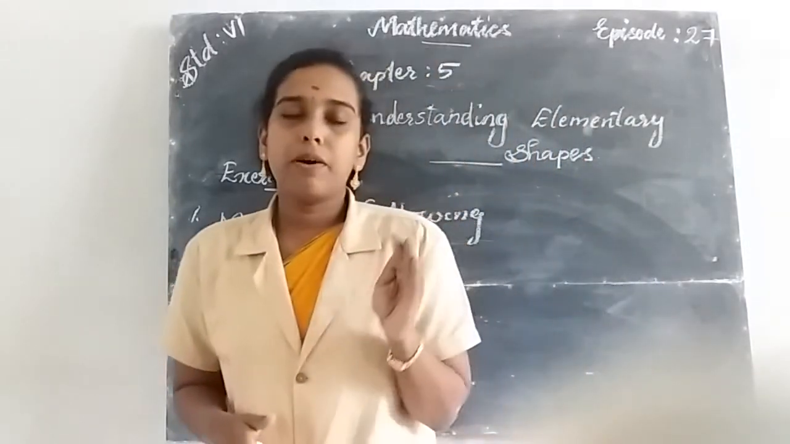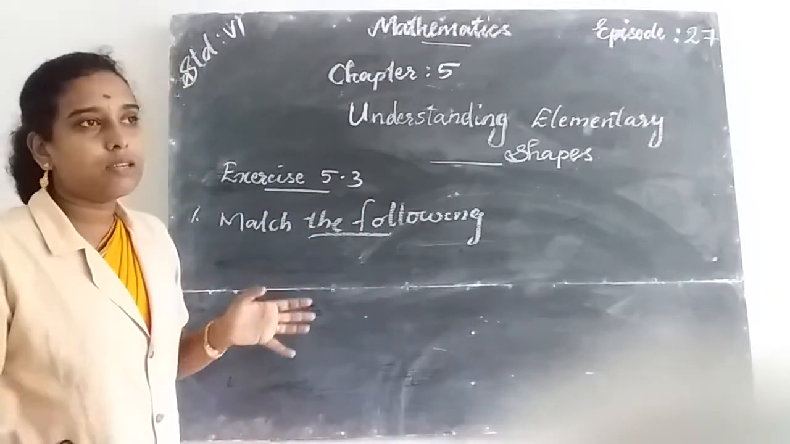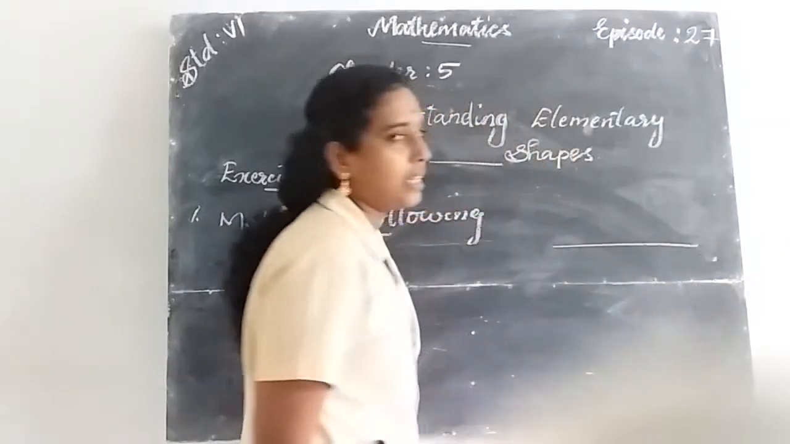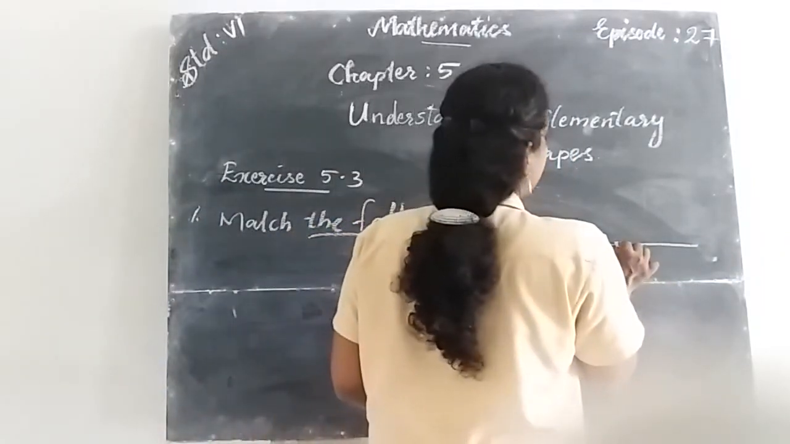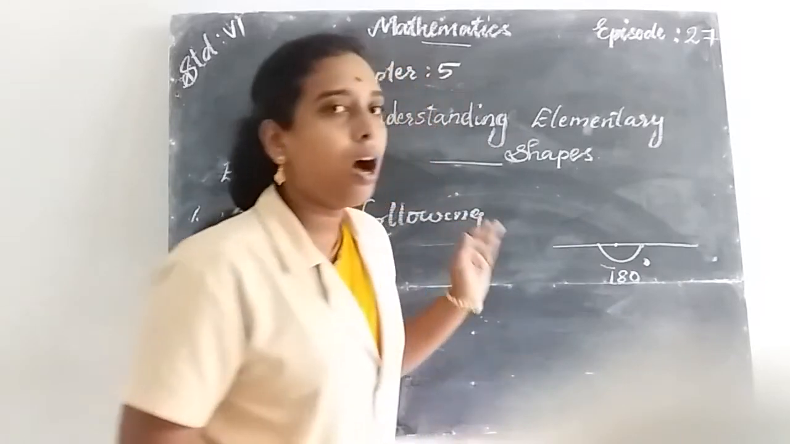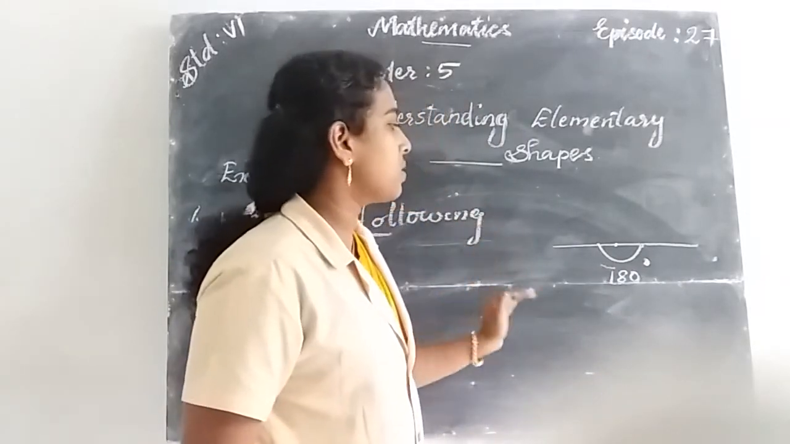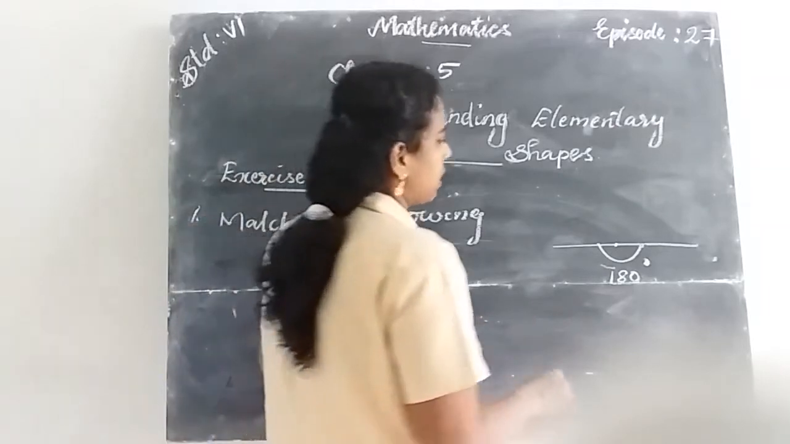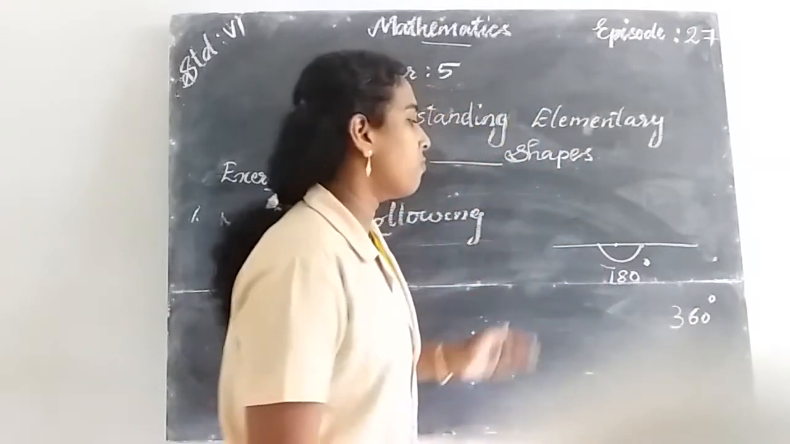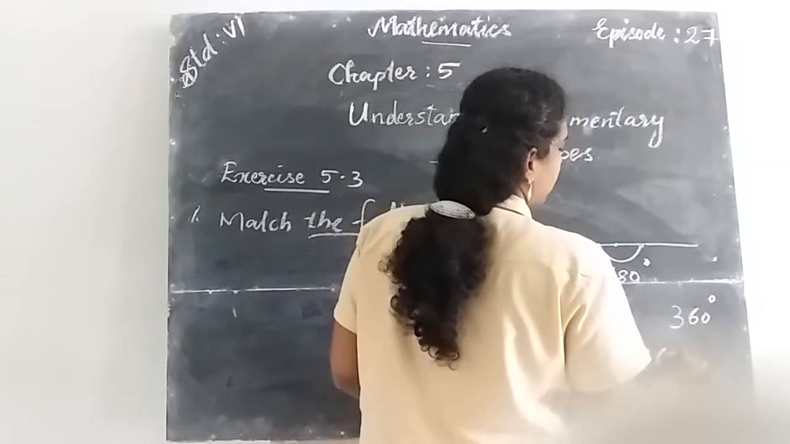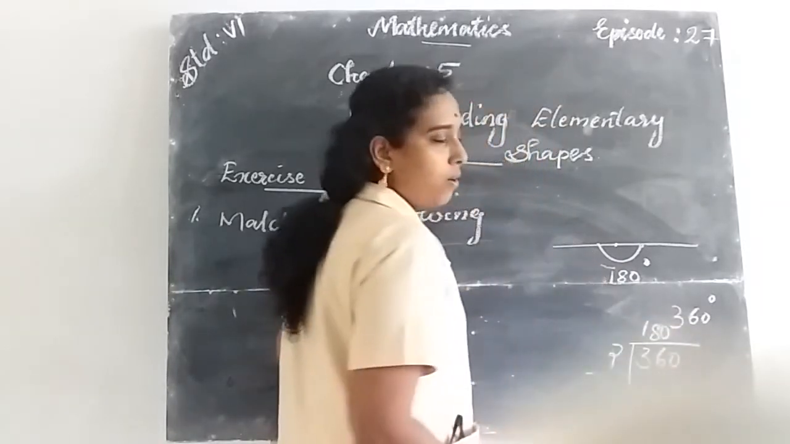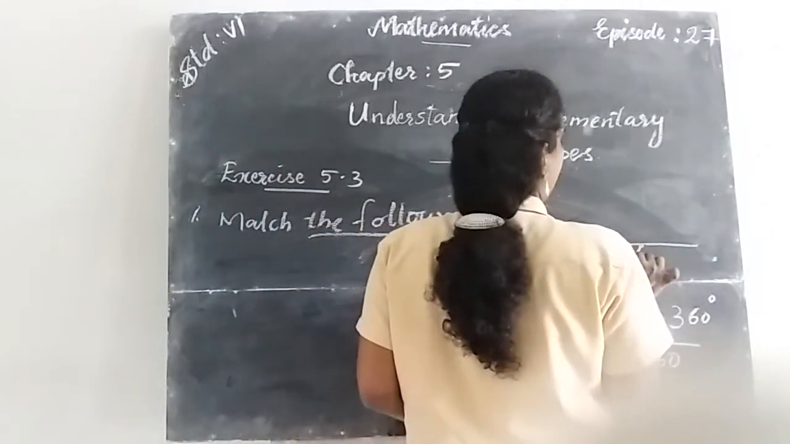We also discussed straight angles, right angles and different types of angles in our previous class. A straight angle means the angle measures 180 degrees. Here this is a straight angle, which measures 180 degrees. Half of a revolution is known as 180 degrees. A complete revolution takes 360 degrees, and for half of the revolution, 360 by 2, that is 180 degrees.